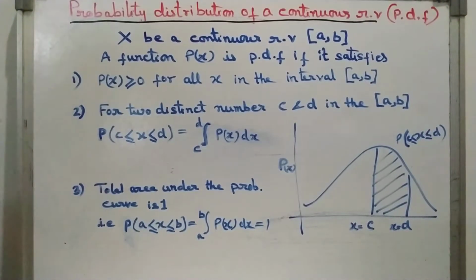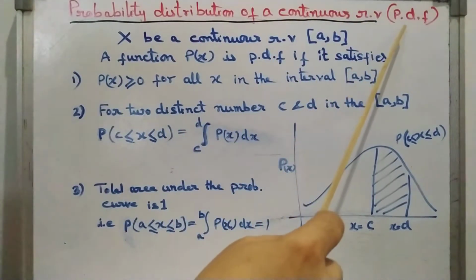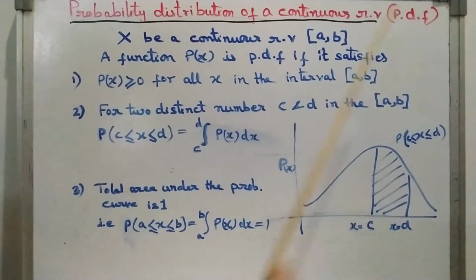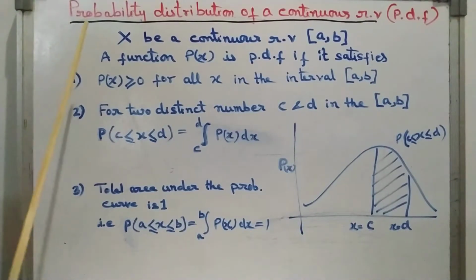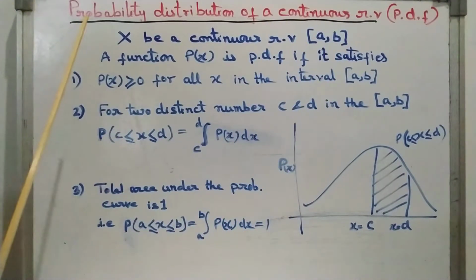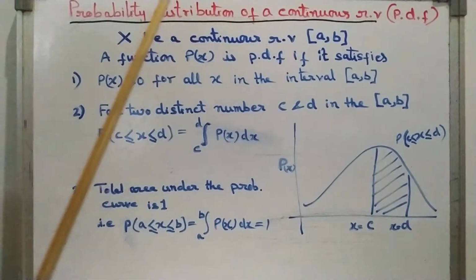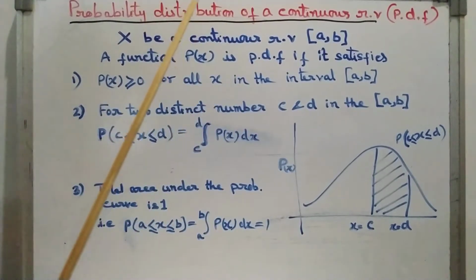Hello students, today's topic is probability distribution of a continuous random variable, which is also called probability density function. Earlier we studied probability distribution of a discrete random variable. So today's topic is probability distribution of a continuous random variable, which is also called probability density function.